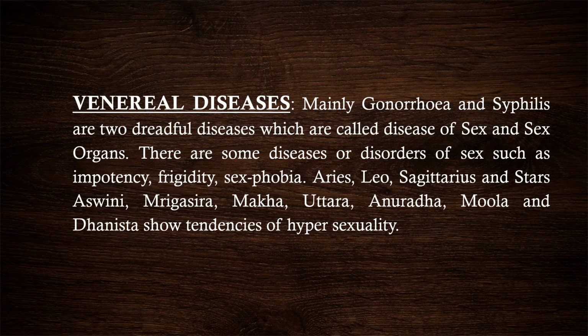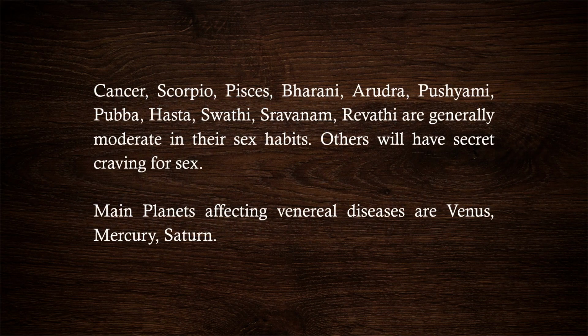Aries, Leo, Sagittarius and stars Ashwini, Mrigasira, Makha, Uttara, Anuradha, Moola and Dhanishta show tendencies of hypersexuality. Cancer, Scorpio, Pisces, Bharani, Arudra, Pushami, Pubba, Hasta, Swati, Shravanam, Revati are generally moderate in their sex habits. Others will have secret craving for sex. Main planets affecting venereal diseases are Venus, Mercury, Saturn.